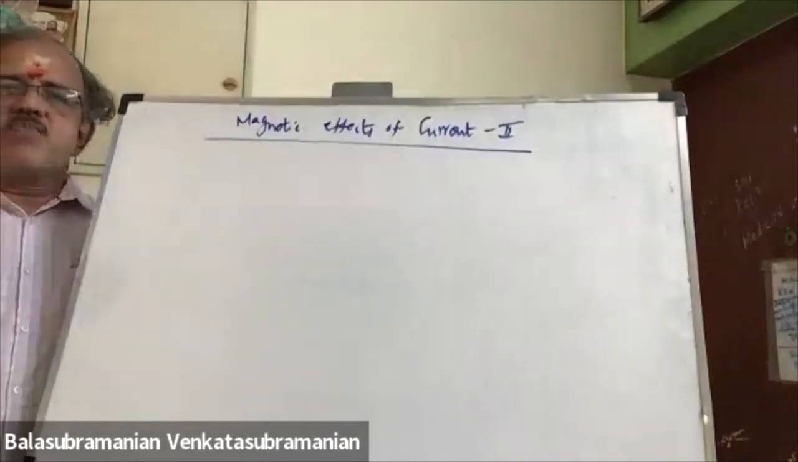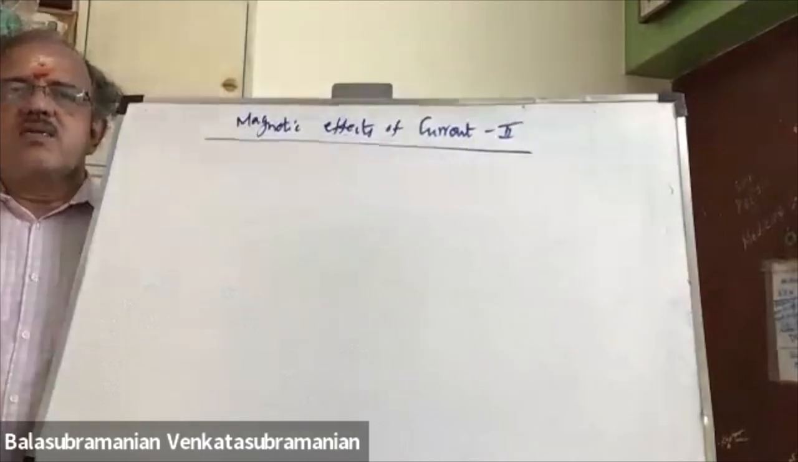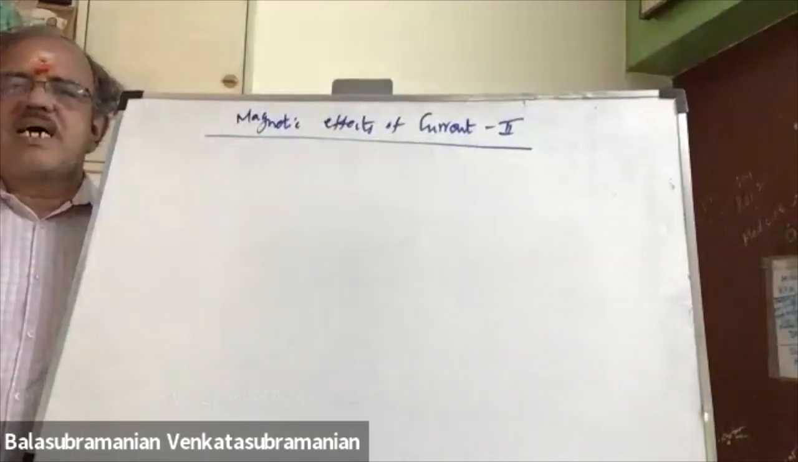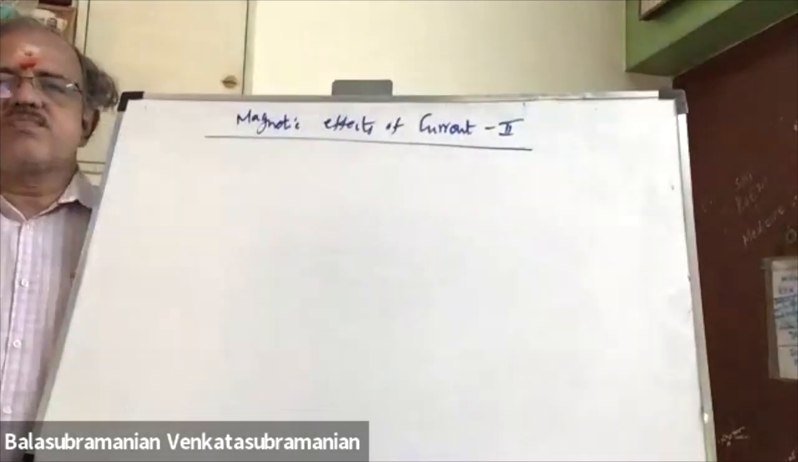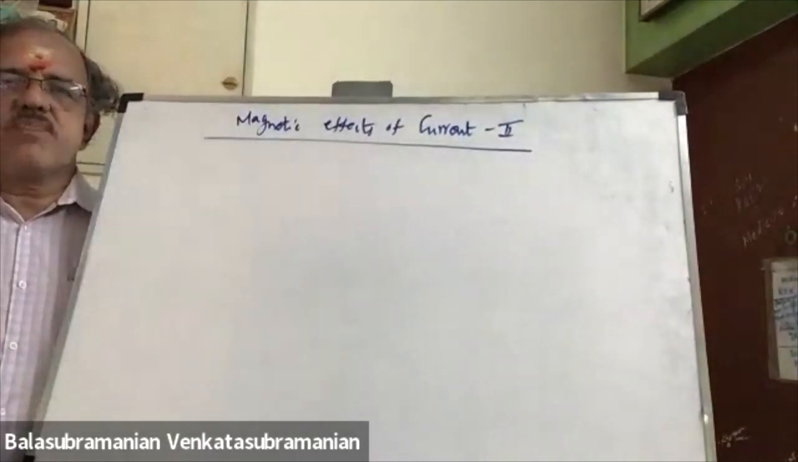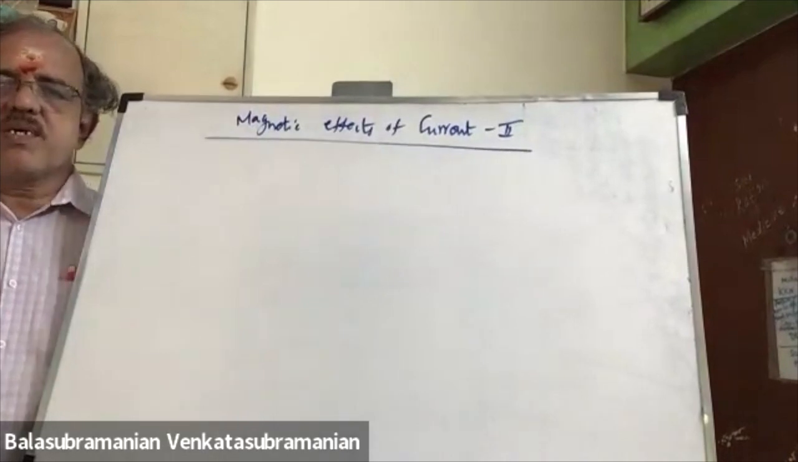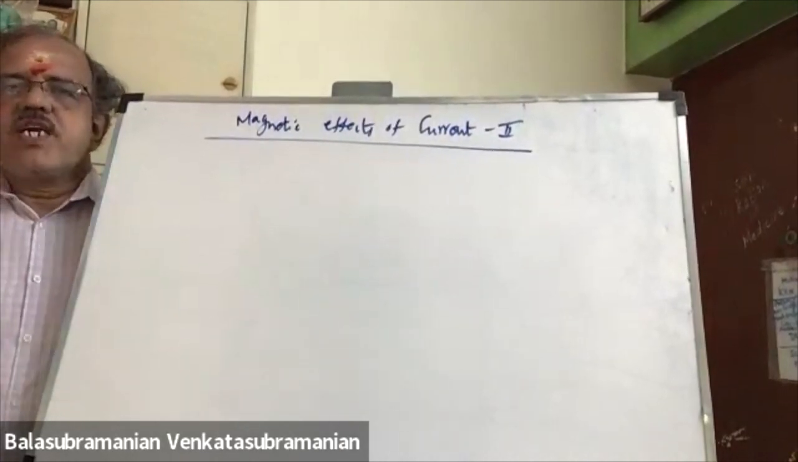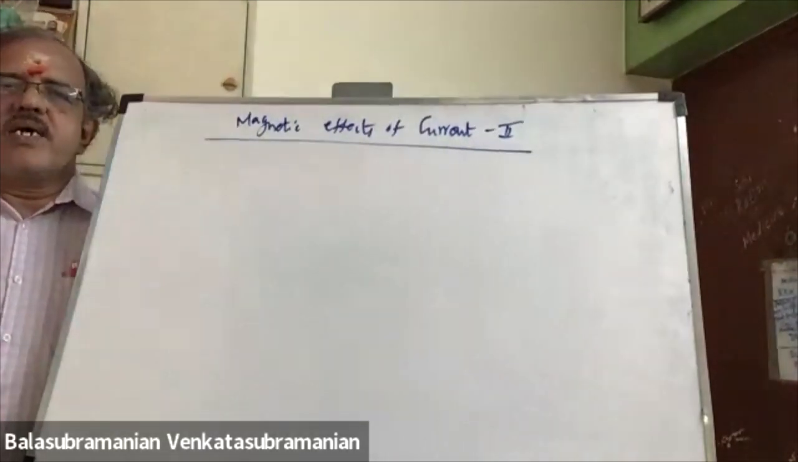Whenever a current is passing through a coil or a conductor or a wire, there exists a magnetic field. This is the basic principle of this topic. The magnetic field of induction is given by Biot-Savart law.